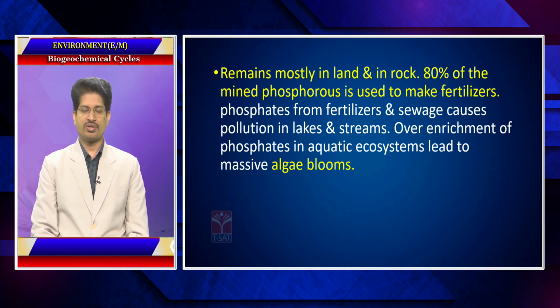80% of the mined phosphorus is used to make fertilizers. Phosphates from fertilizers and sewage cause pollution in lakes and streams. Over-enrichment of phosphates in an aquatic ecosystem leads to massive algal blooms, which leads to a condition known as eutrophication. Because of an artificial supply of sewage to a lake, when the drain is connected to nearby lakes or rivers, or phosphorus material from industries or agricultural drains is mixed into the lakes, it leads to algal bloom, leading to eutrophication of lakes.